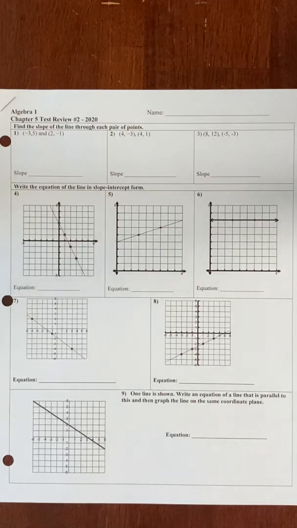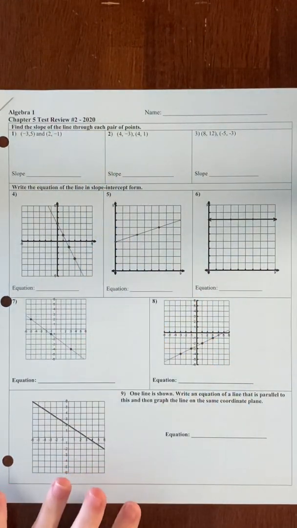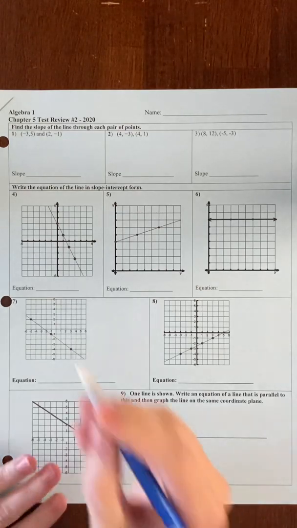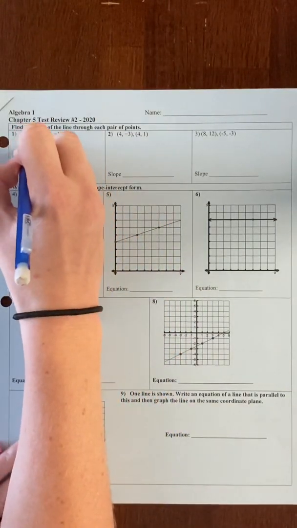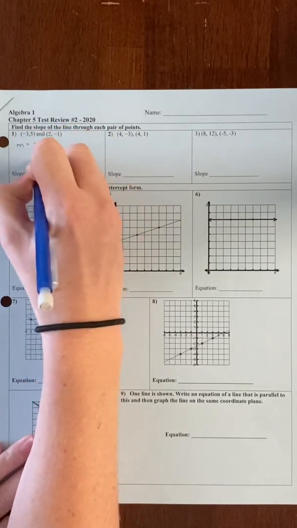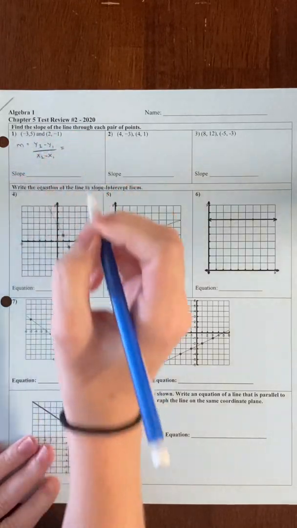In this video, we're going to be going through the front page of the Chapter 5 test review number 2. So the first couple of questions here say, find the slope of the line through each pair of points. Just to remind you, the slope formula is m is equal to y2 minus y1 over x2 minus x1. So we're going to plug in these values here to this formula.